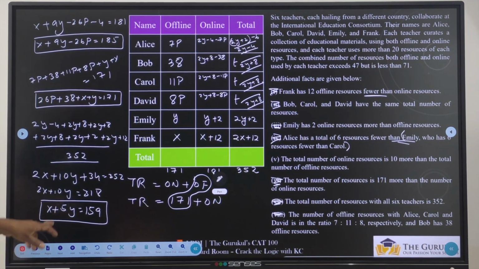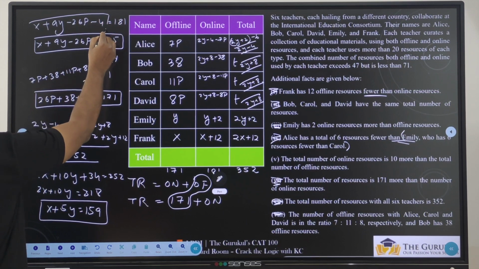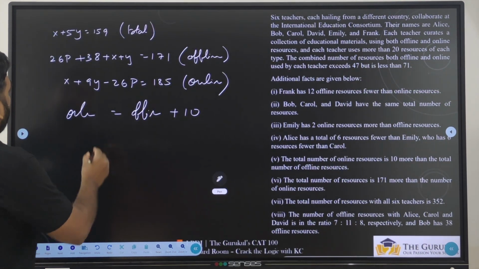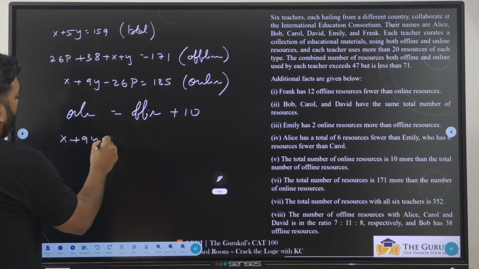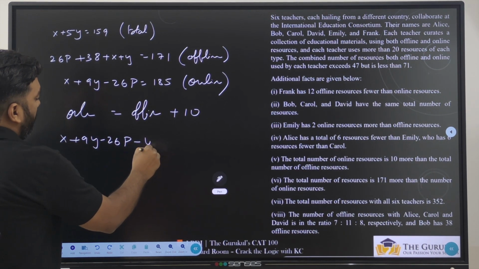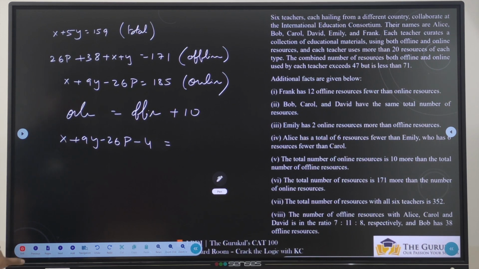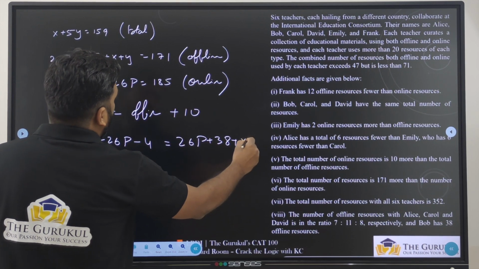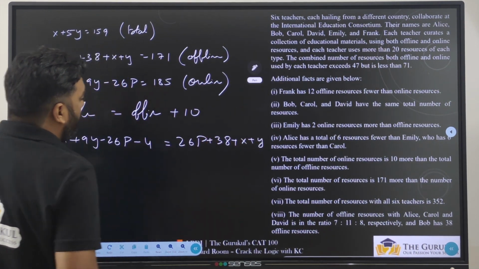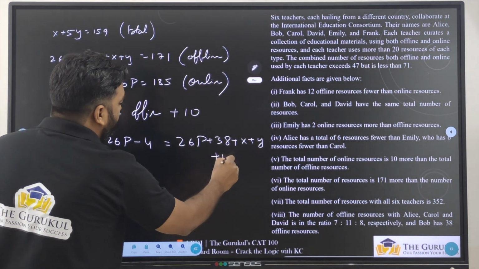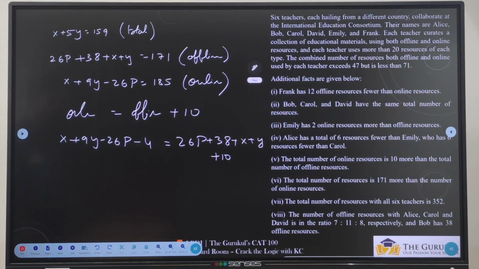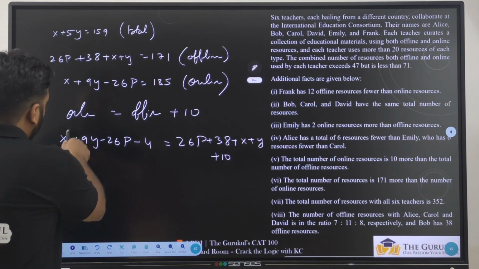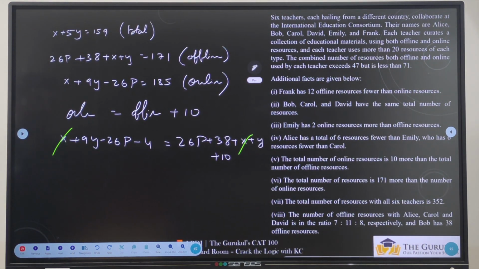And we already have the online value, which is the total, that is x plus 9y minus 26p minus 4, that is online value, and my offline value will be 26p plus 38 plus x plus y, that is my offline value. For this we need to add 10 more. Clear? Now shift x to one side, y to one side, and try to get some equation. Perfect. This x will get cancelled. You will have equation in terms of p and y only.